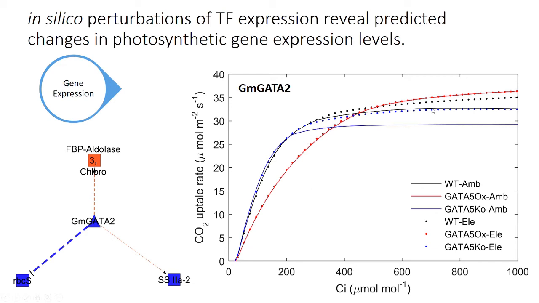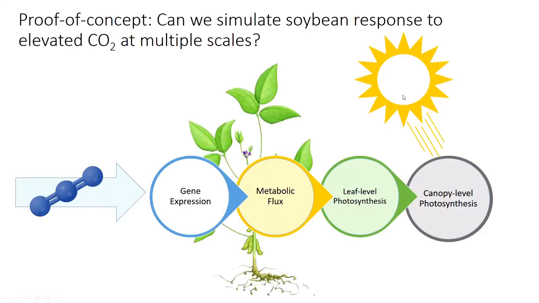And what can be observed here from this simulation is that with the overexpression of soybean GATA2, which is a homolog of Arabidopsis GATA5, we are able to overcome some of that limitation that's imposed by photosynthetic acclimation under elevated CO2, and we get an increase in photosynthetic capacity. So that's an example of some of the information that we can get using integrated models from the micro to the macro scale.